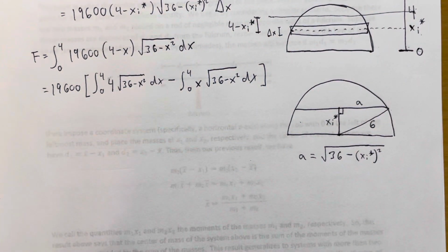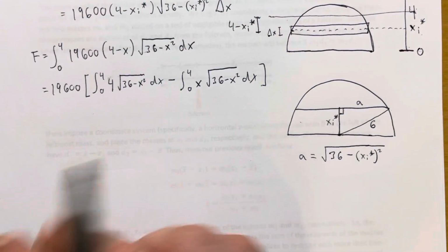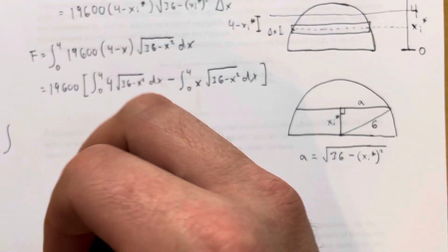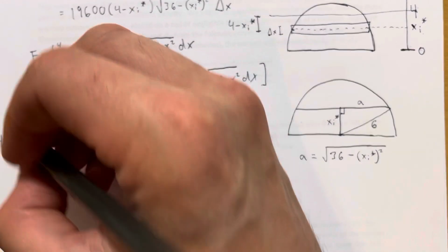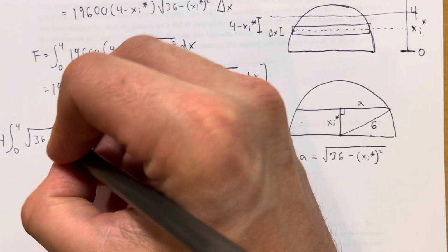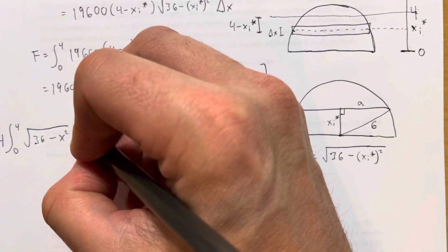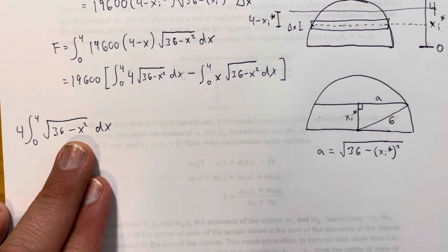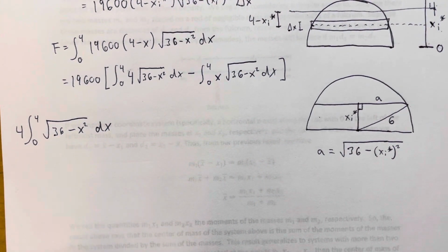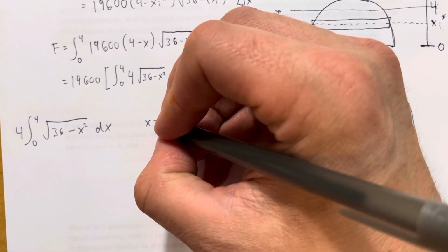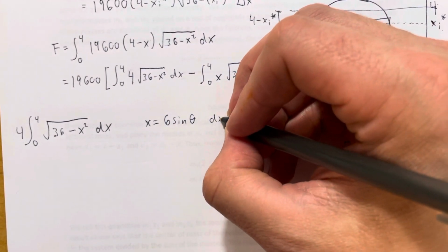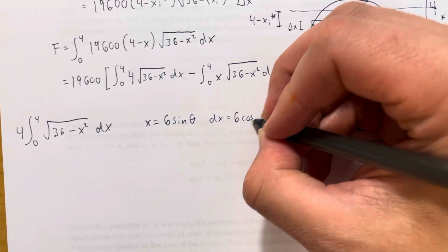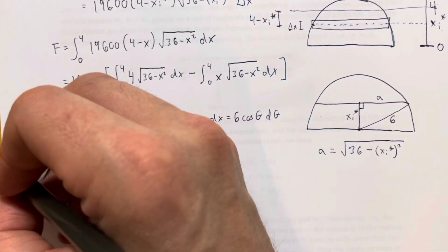So this integral right here, I'm going to leave that there for a second. This integral right here, the integral from 0 to 4 of, let's take the 4 out, and I have the square root of 36 minus x squared dx. To evaluate this, I'm going to use a trig sub because it's exactly in that form that we use those trigonometric substitutions for. The form of this suggests that I should let x equal 6 sine of theta, which means dx is equal to 6 cosine of theta d theta. So now what do we have here?